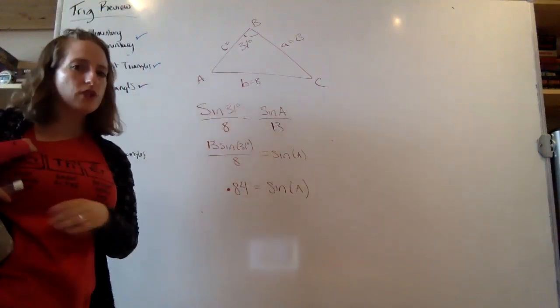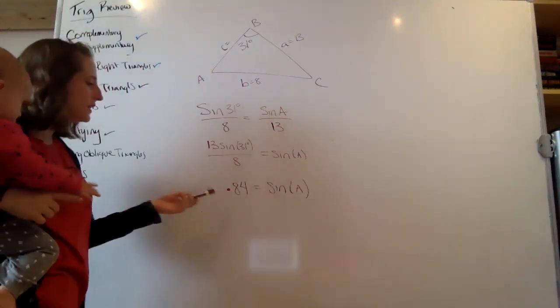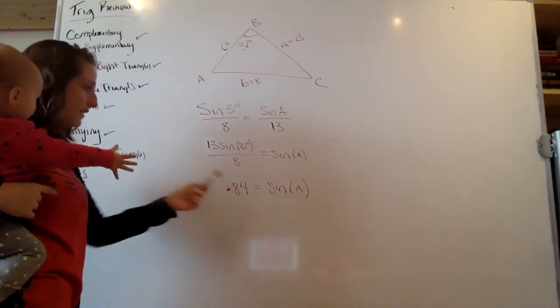To figure out if it makes 2 triangles, we're going to keep going. To keep going, what do we do? We do inverse sine of both sides.